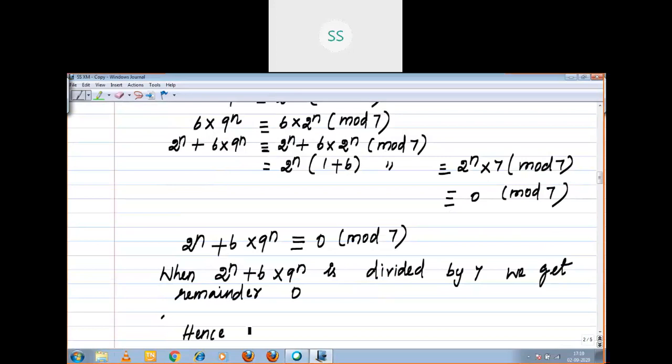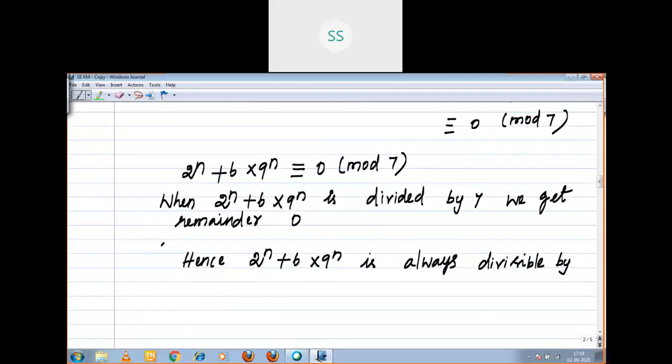Hence, 2 power n plus 6 into 9 power n is always divisible by 7 for any positive integer n. From the question, I am arriving at the result, right? You have to listen carefully, children.